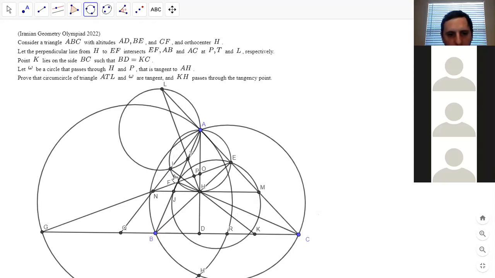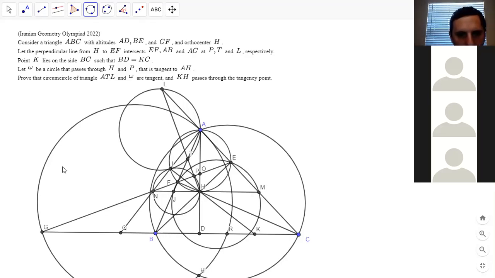It's an interesting fact. Well, yeah, I think it's enough to define I this way. And then it's easy to show that NIPH is cyclic and tangent to AH. So then we know that this circle is omega. And then we want to show that these are tangent. So yeah, how do we do that?